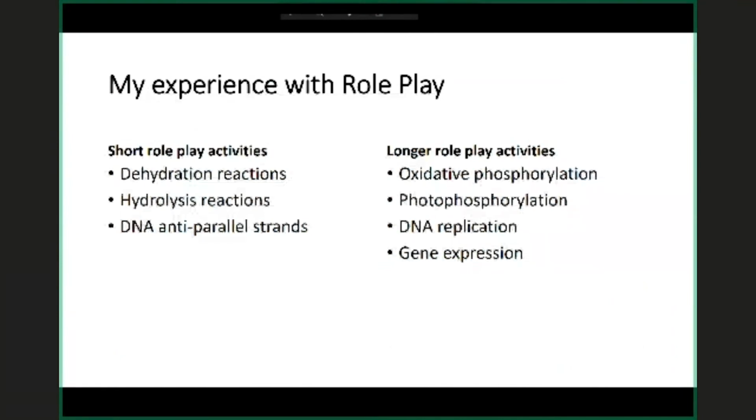And then we'll move on to a longer version, the long role play activity like the oxidative phosphorylation. I've also used a similar concept in the process of photosynthesis with the photophosphorylation role play. And then have done similar things like the protein translation process with the DNA replication, and the gene expression is where the protein translation comes into play.